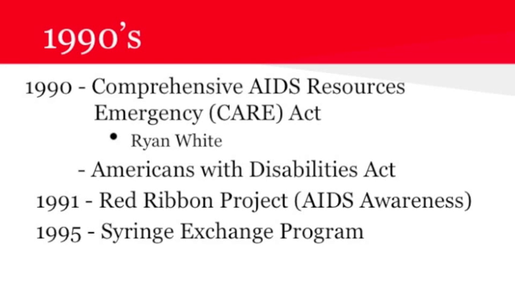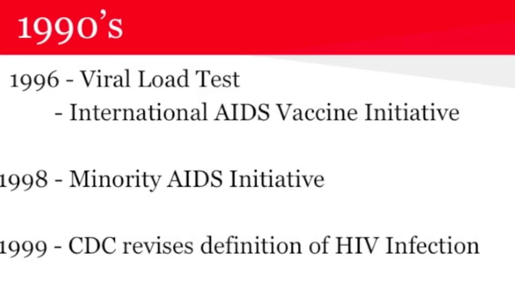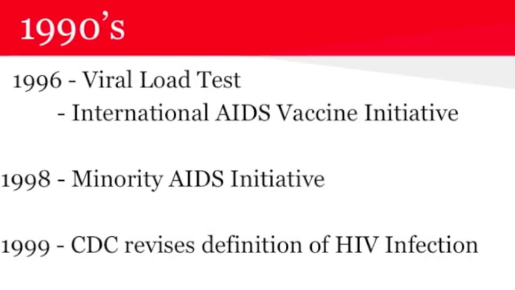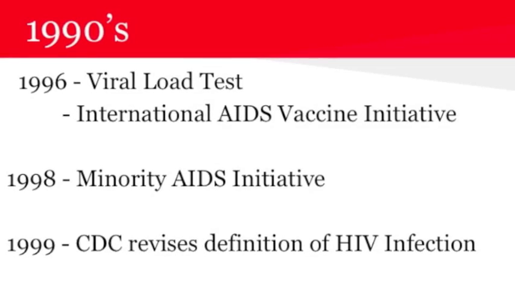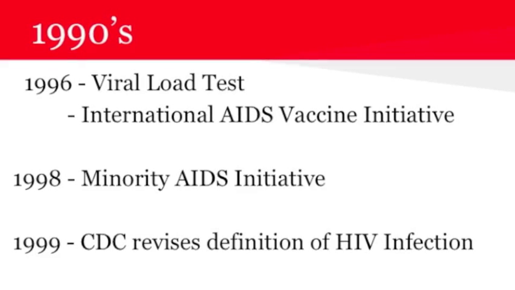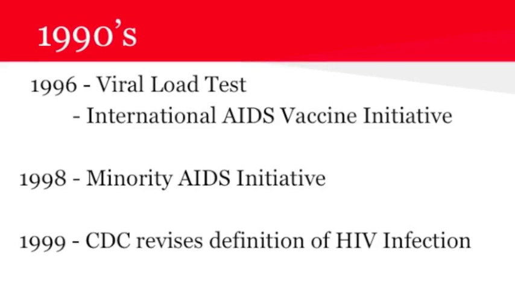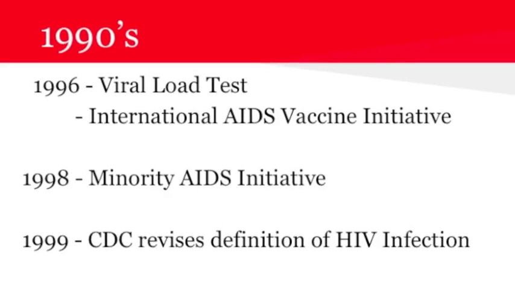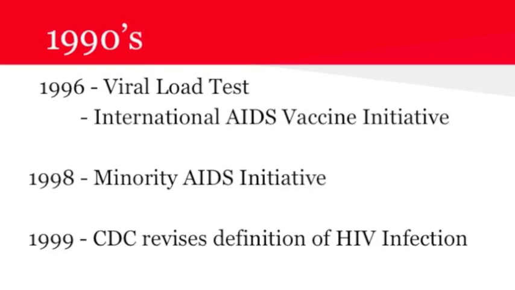In 1995, the CDC enacted the Syringe Exchange Program as a means to prevent infectious disease. In 1996, the CDC approved the viral load test. In addition, there was a huge initiative to speed up the discovery of a vaccine for AIDS. Then in 1998, AIDS was becoming more prevalent in minority communities. Thus, President Clinton established the Minority AIDS Initiative. Then in 1999, the CDC revised the definition of HIV infection.